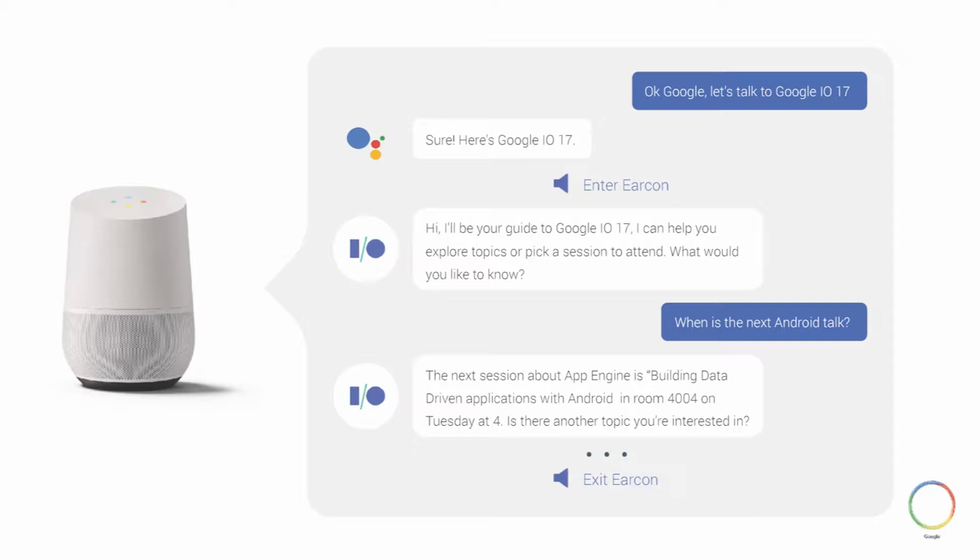And then from there, the Google I/O app takes control and is able to welcome the user, provide them with information about what this app can do, and it can then suggest a question or ask a question to the user. So the user says, well, when is the next Android talk? And then more information is provided. So really, it immediately becomes a conversation.